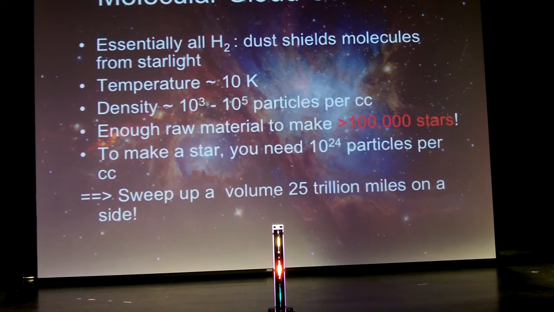A couple of details about its conditions, just to give you some reference. It's essentially all molecular hydrogen, 99+% of the molecules are molecular hydrogen. The dust in there plays an important role because starlight can actually break hydrogen molecules apart, so you wouldn't have them if the dust wasn't there to block the light. Most of the cloud has a temperature of only about 10 degrees Kelvin, so 10 degrees above absolute zero, very, very, very cold conditions.